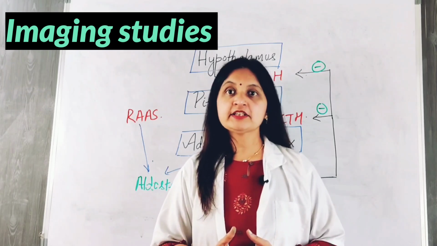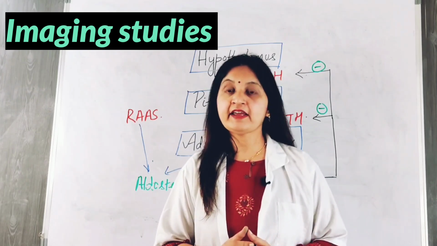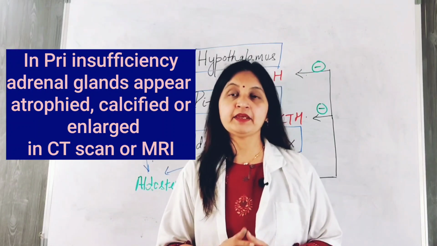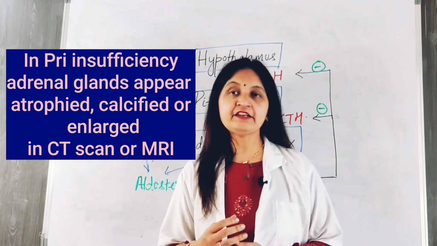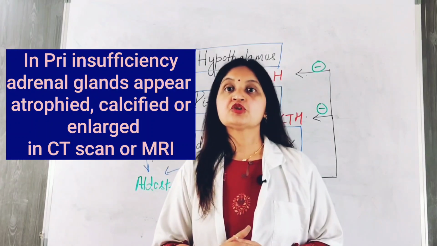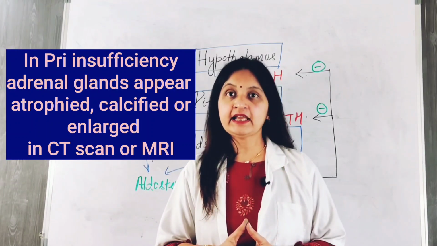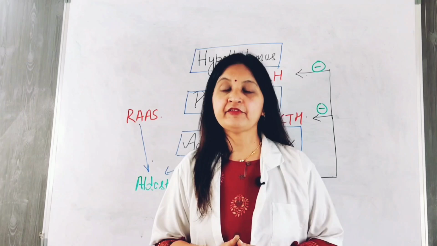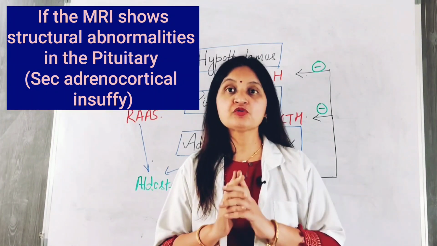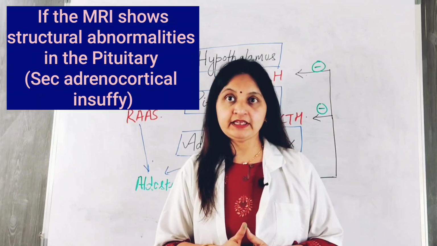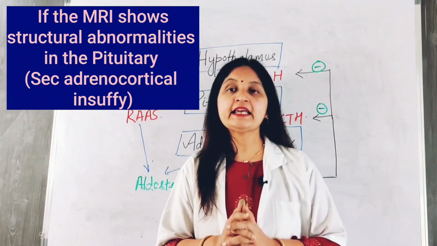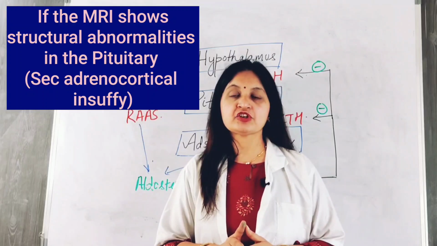Now, with respect to imaging studies, if the adrenal glands are affected in primary adrenocortical insufficiency, the adrenal glands will appear atrophied or calcified because of tuberculosis, or they will be enlarged. So there is a defect in the adrenal gland, and this indicates primary adrenocortical insufficiency. Whereas if the MRI shows structural abnormalities in the pituitary gland or tumors in the pituitary gland, then it is a case of secondary adrenocortical insufficiency.